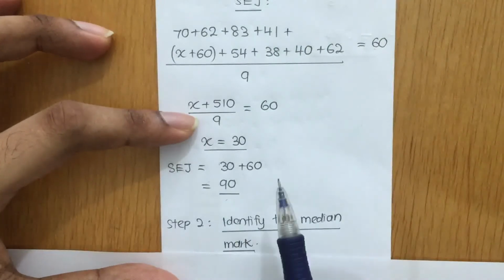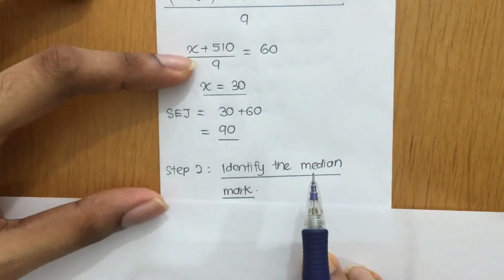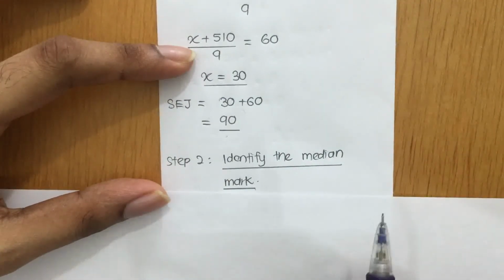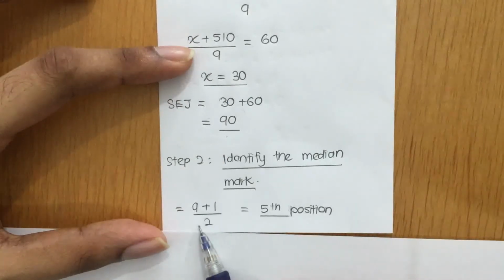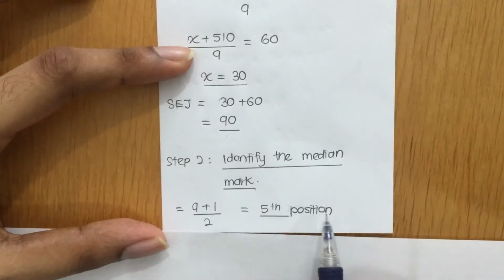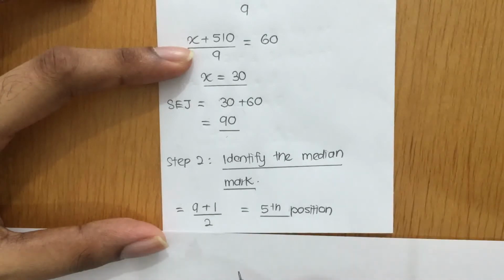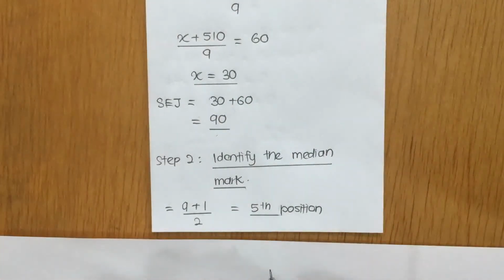In this case, since your number of data is 9, in order to find your median, for odd numbers, you do n plus 1 divided by 2. Since our n is 9, 9 plus 1 divided by 2, you get the 5th position. So which is the 5th position of the mark? We're going to use it, and that will be our median mark, guys. Okay, so let me explain the remaining working in the next paper. So please hold on for a moment.